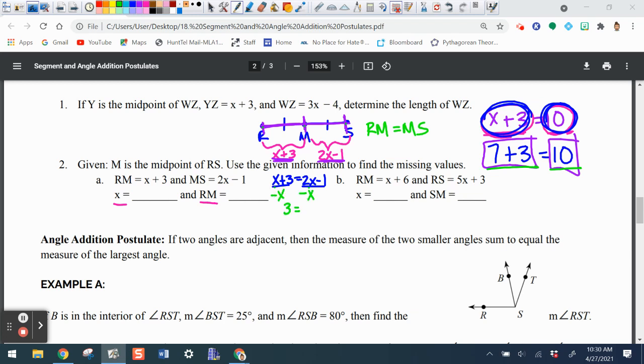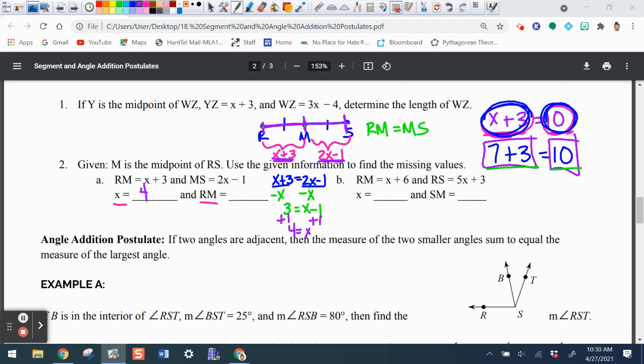I'll be left with 3 equals 2x take away x is 1x, but again, we don't have to write the 1 in front of the x, minus 1. Last but not least, to find out what x minus 1 equals 3, we add 1 to both sides, and x will equal 4. So that's the first step.